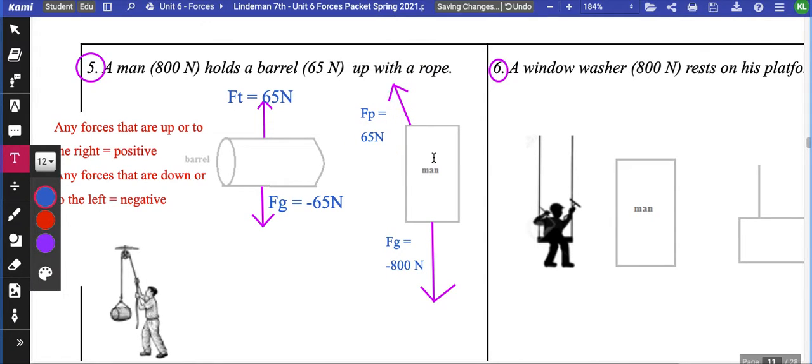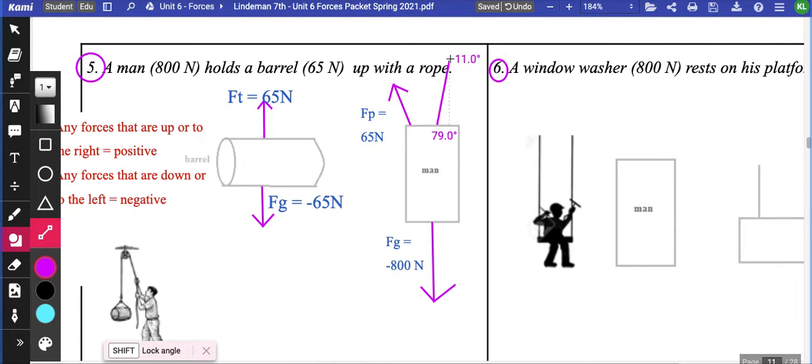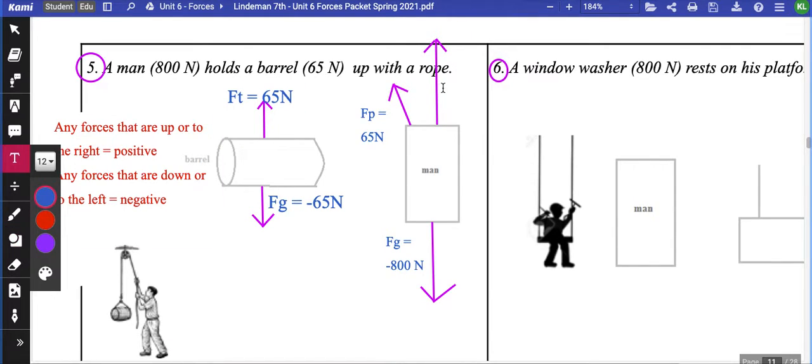Now we also need to think about the fact that this man, again, is not moving, so his upper and lower forces are the same. They are identical, okay? So when we have his normal force, because he's resting on the ground, we have to do the math and actually think this through, because the 65 and whatever number is the normal force need to add up to the magnitude of 800. So 800 minus 65, we get 735. So that's what his normal force is going to be.